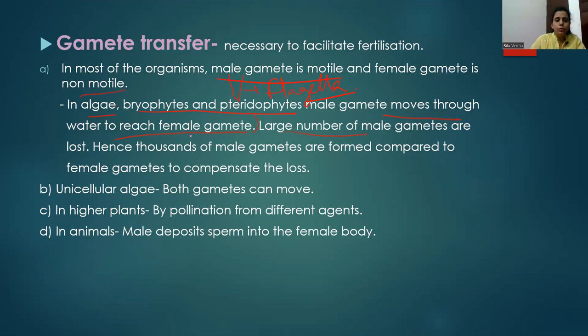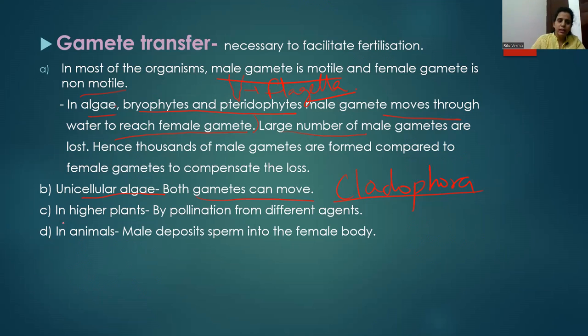Another example is unicellular algae. In some unicellular algae, both gametes can move, like we have seen in the example of Cladophora. Cladophora is a unicellular alga, and in it both the male and female gametes move in search of each other, and they meet and perform the process of fertilization.